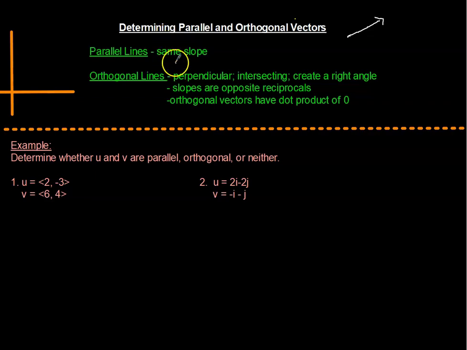So just a little reminder, in algebra you learned that parallel lines had the same slope. Orthogonal lines were perpendicular, they intersected, they created a right angle, and their slopes were opposite reciprocals, meaning opposite signs as well as reciprocals of one another. Using module 6, orthogonal vectors will have a dot product of 0. So just another addition to what you know about orthogonal lines and now vectors.